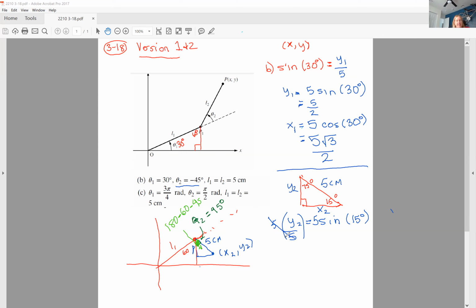Okay, now I definitely need a calculator. This is not one of our points that we have memorized. So let's do it. 15 degrees sine times 5 equals. So Y2 equals 1.2. Let's just make it 1.3 because we don't need that much precision, I don't think. So we'll make it 1.3.